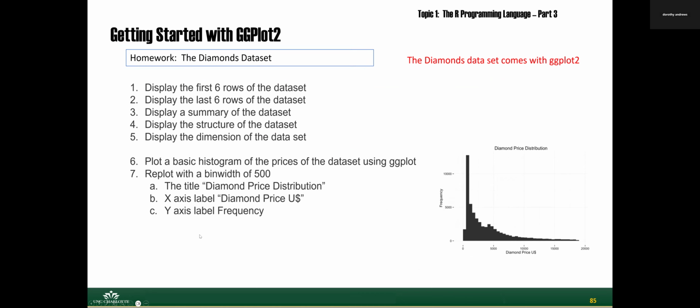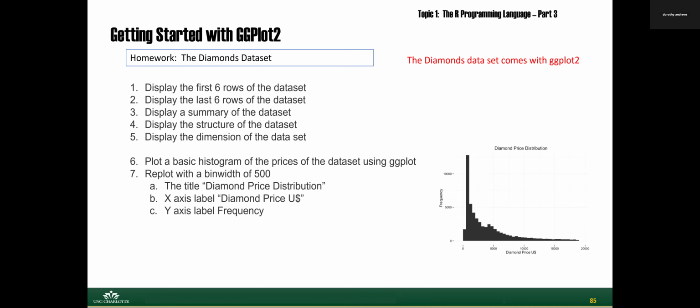So for this homework example, you're going to display the first 6 rows of the data set. You know how to do that. You're going to display the last 6. You're going to look at the summary, the structure, the dimensions, and then you're going to plot a basic histogram of the prices of the data set. But now you're going to be using ggplot for that. So you should get a nice, pretty graph like that.